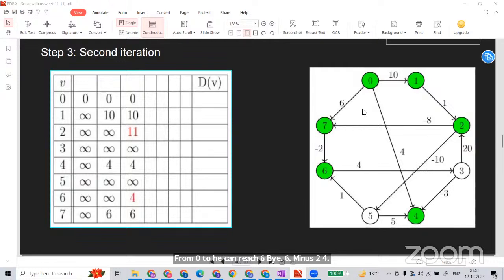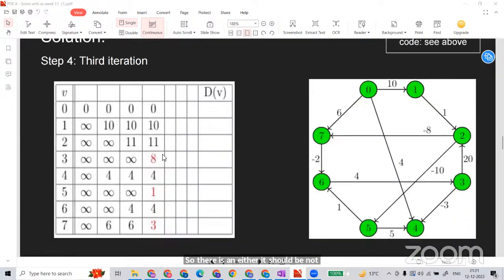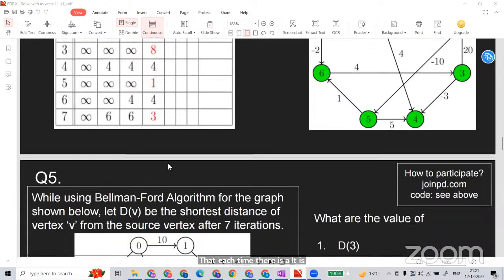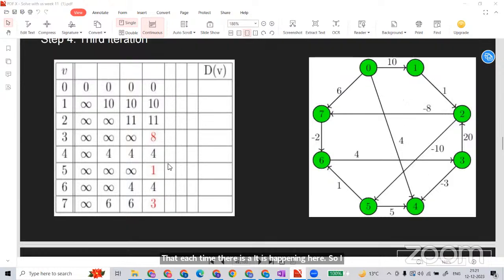But if we go with this route, 0 to 1, and then 1, this is going to be 11, and then 7, this is 3, and then 3 to 6 it is going to be 1. So there is an error. It should not be 11 here. There should be an update. Each time an error is happening here, so I think in the last it will be updated.